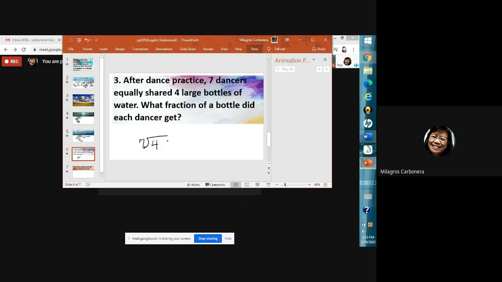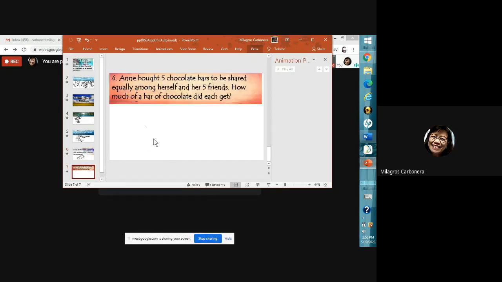Now, 4 divided by 7. Question, can you get a group of 7 from 4? No. Therefore, I have to express my answer as a fraction. My dividend would be my numerator. My divisor would be my denominator. Therefore, each dancer would get 4/7 of a bottle. Okay? So I satisfied my question here, fraction. My answer is a fraction.